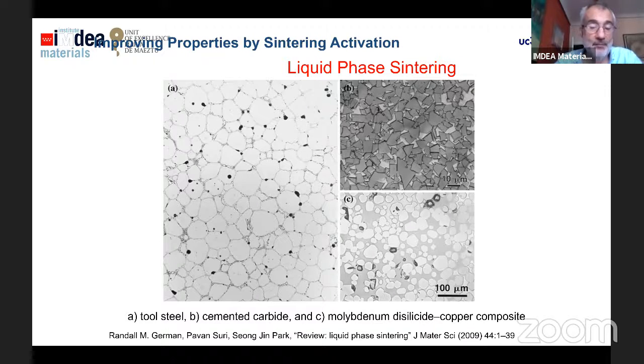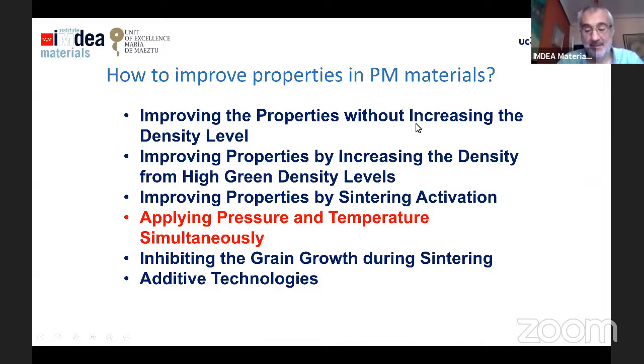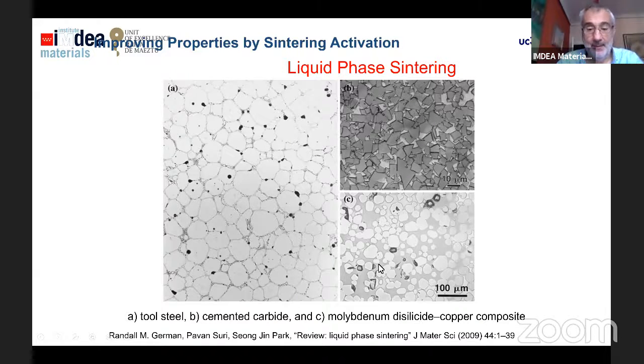Of course, we can also activate the sintering process by liquid phase sintering. In the liquid state, diffusion takes place much better than in the solid state, and using liquid phase sintering, transient or permanent, we will activate the sintering a lot. Here we have some examples of conventional materials in which we used to employ liquid phase sintering. This is a tool steel. Here we have a cemented carbide, which is a typical cemented carbide. And here we have composites, made of a copper matrix and molybdenum disilicide as reinforcement.